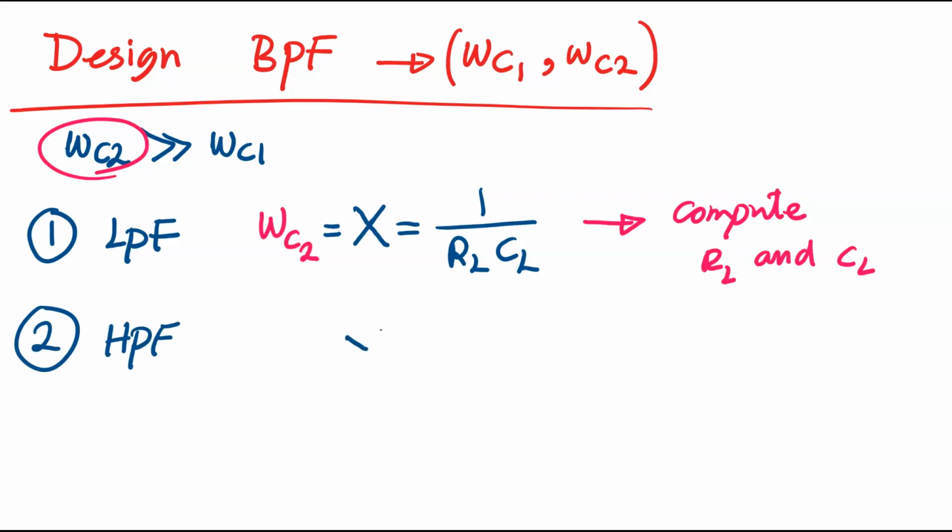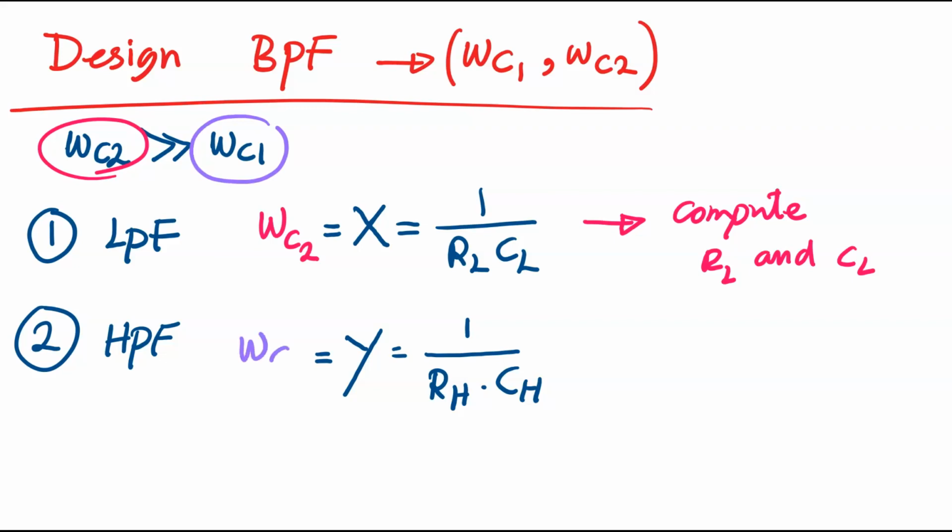The next step is focusing on the high pass filter. For the high pass filter, assuming that the cutoff frequency is Y, that's going to be equal to 1 over RH multiplied by CH. This time, because the frequencies are widely separated, omega C1 and omega C2, I can assume that omega C1, the smaller cutoff frequency, is equal to my high pass filter cutoff frequency. So it means that here I can compute my RH and CH.